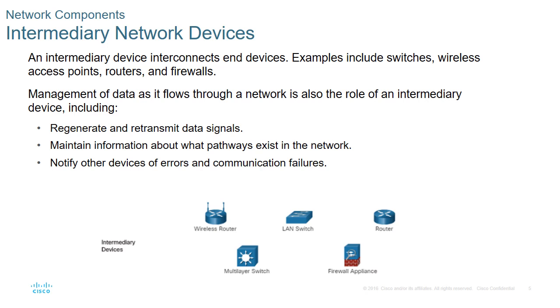Now we will discuss the role of the intermediate devices. Intermediate devices manage the data flow on the network. They are responsible for regenerating and retransmitting the signals. Actually, the routers are responsible for regenerating and retransmitting the signals to the destinations. Next, the intermediate devices are responsible for notifying the devices connected in the network of communication failures and other errors.